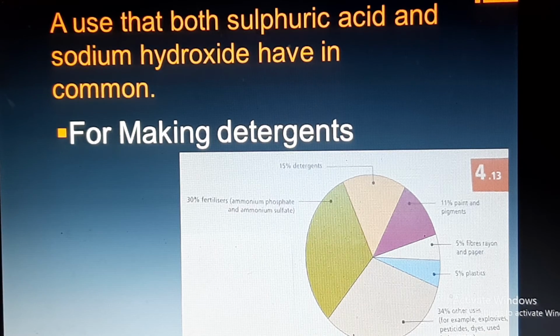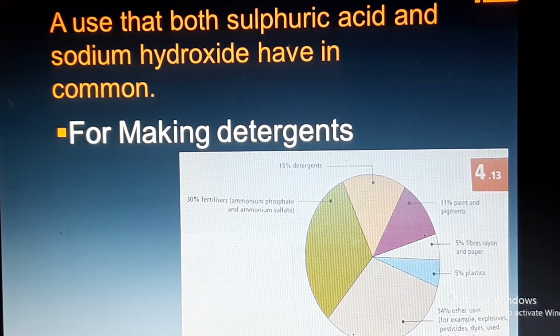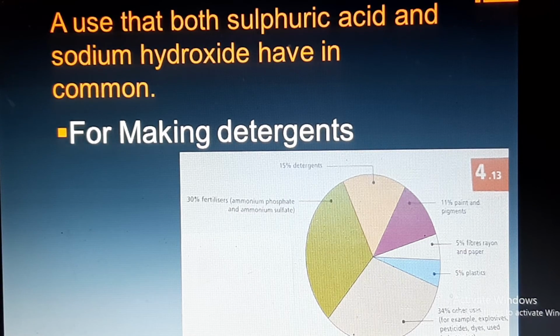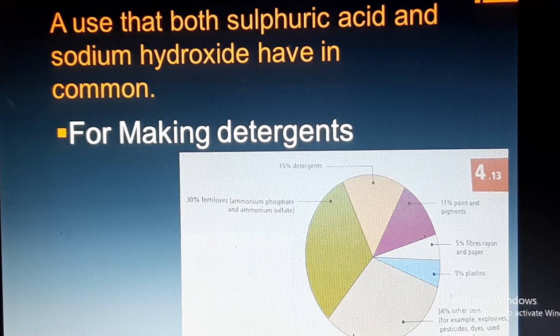And the second question, the use that both sulfuric acid and sodium hydroxide have in common. Which use can we see for both sulfuric acid and sodium hydroxide? That is for making detergents. Detergents need alkali and also sulfuric acid. So this is the common use. So these are about the lesson.